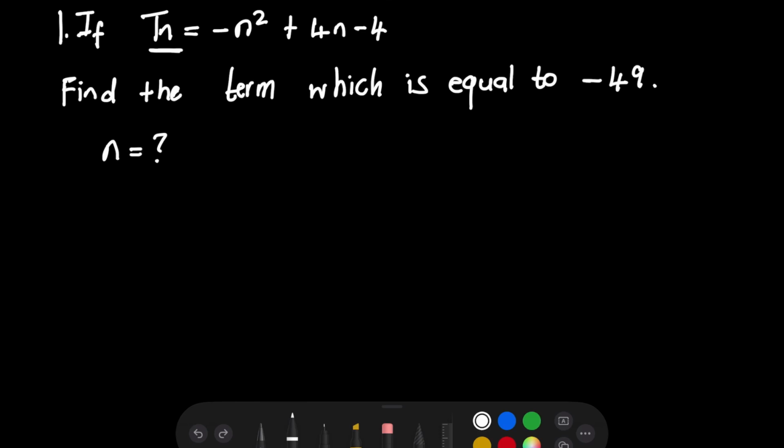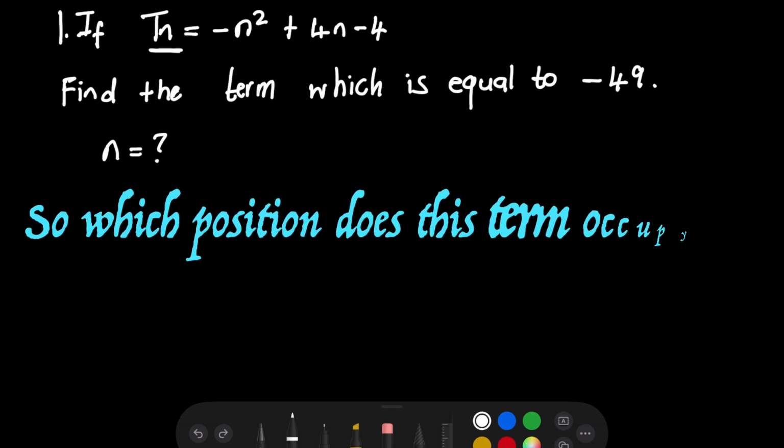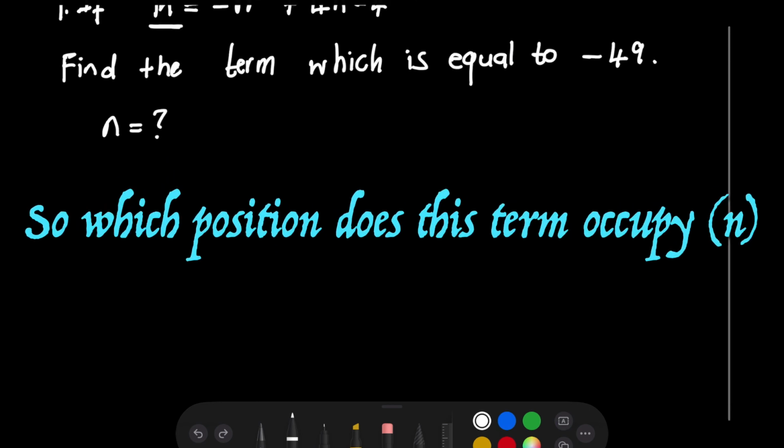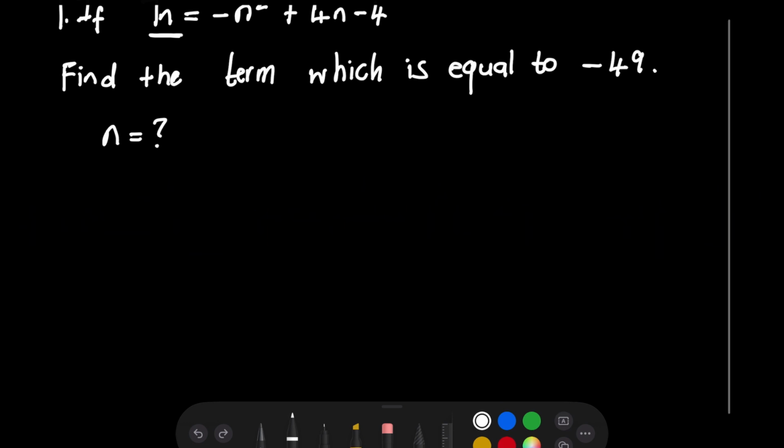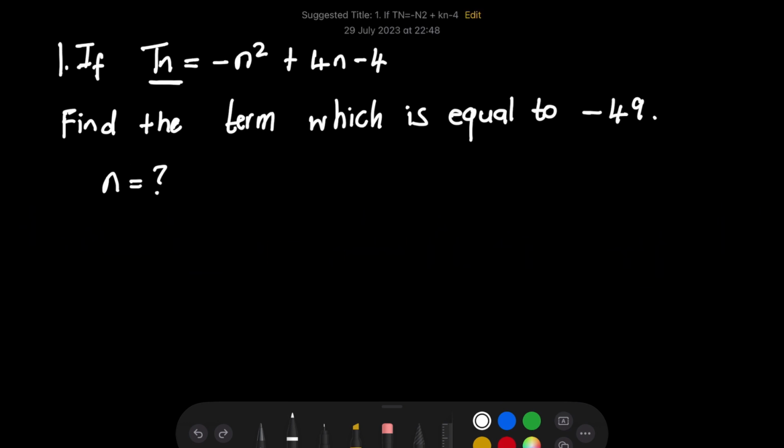If Tn is equal to negative n squared plus 4n minus 4, find the term which is equal to negative 49, which means we're looking for n. And then we're going to start first by substituting Tn with negative 49.